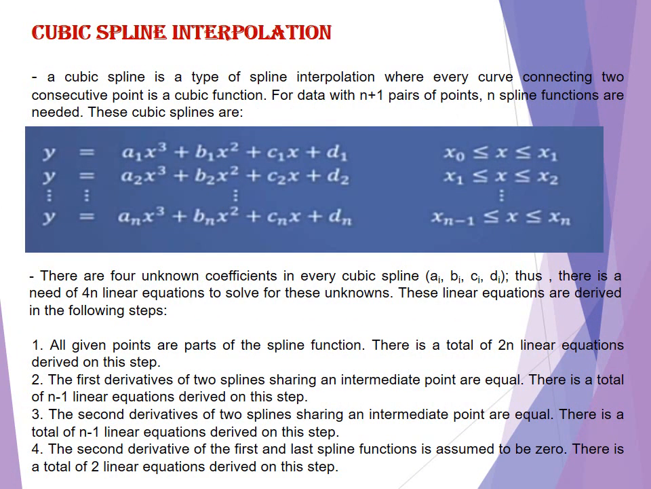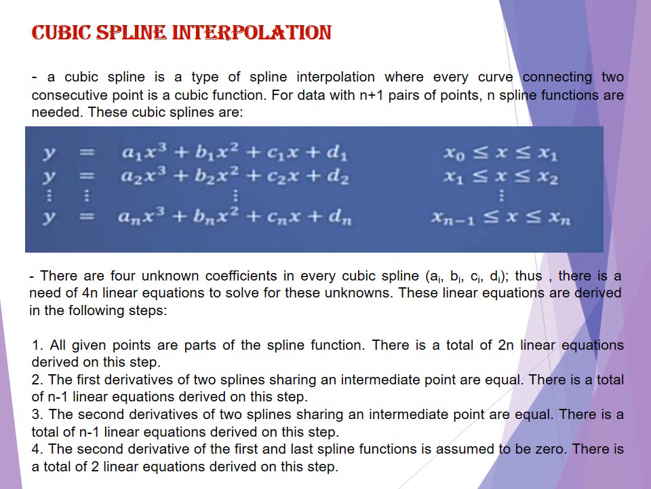So the topic assigned to me is the cubic spline interpolation. So let me read the definition of this topic. A cubic spline is a type of spline interpolation where every curve connecting two consecutive points is a cubic function. For data with n plus 1 pairs of points, n spline functions are needed. So here are the cubic splines.